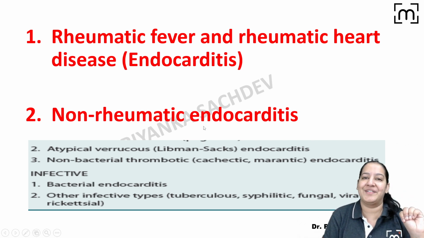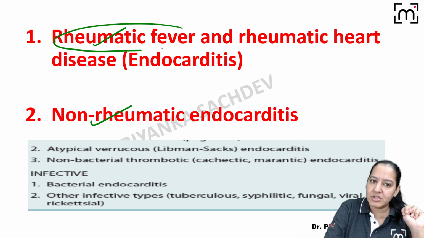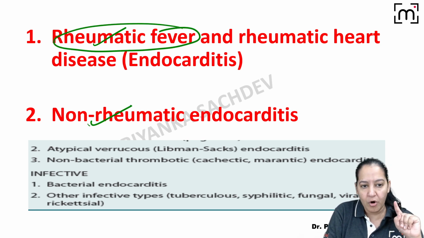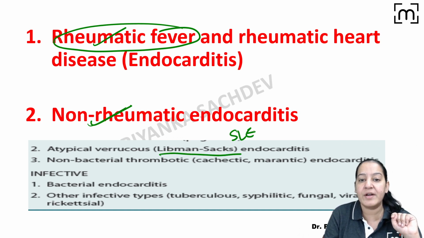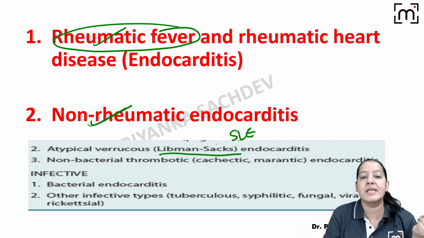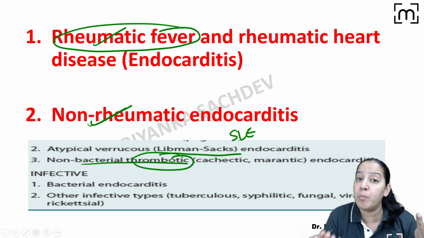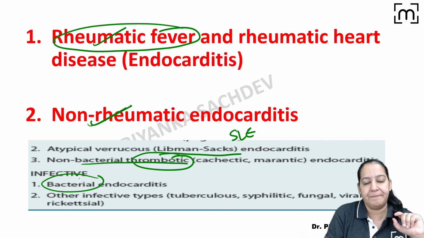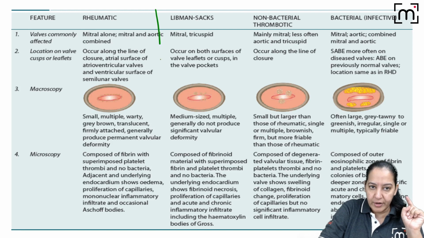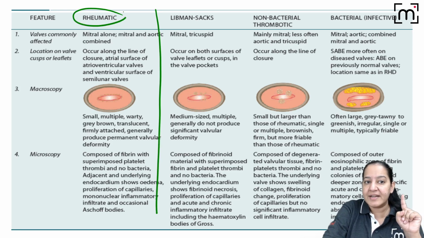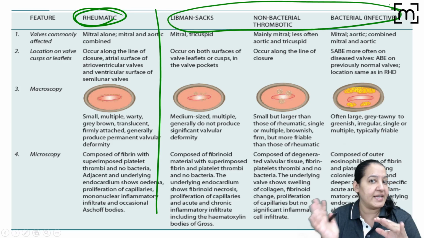So the classification of endocarditis: there are two types, the rheumatic and non-rheumatic. Rheumatic is the most common, which we are studying in this session, and in non-rheumatic, 3 more endocarditis are there. One is Libman-Sacks endocarditis, in which the endocardium is involved in SLE. You know what is SLE? It is an autoimmune disease. The next one is non-bacterial thrombotic endocarditis, in which endocarditis is due to excessive thrombosis in the human body. And the third one is bacterial endocarditis, also known as infective. So these 3 are non-rheumatic. In this session, I am going to teach you the most important endocarditis, that is the rheumatic one. The remaining 3 non-rheumatic endocarditis we will study in the next session, right?